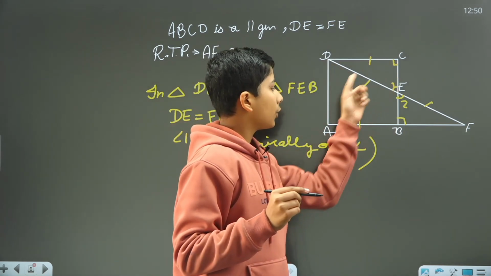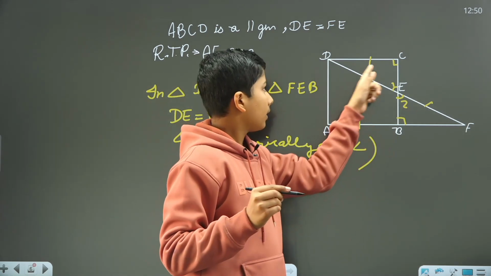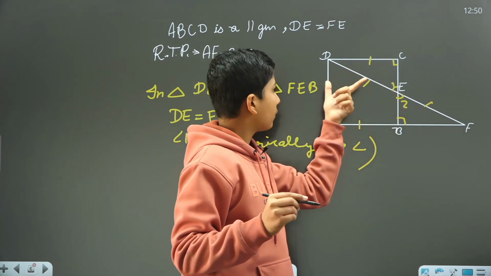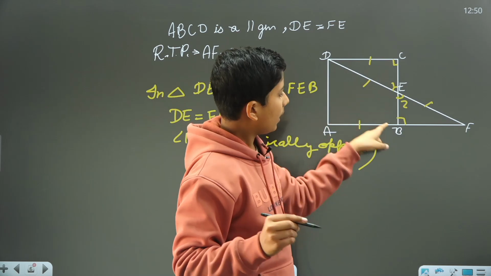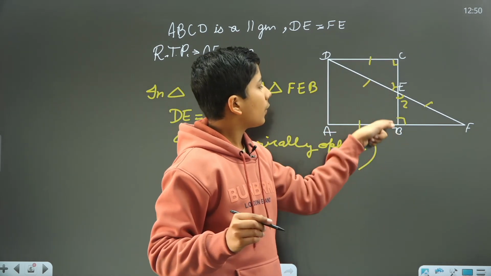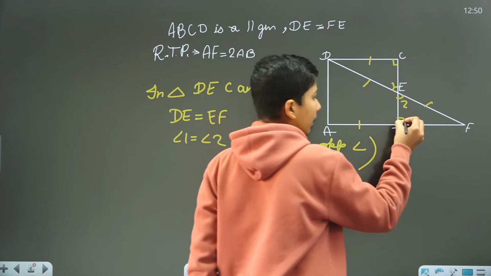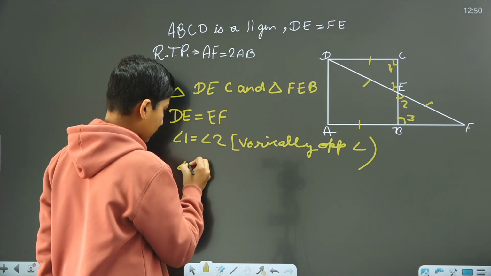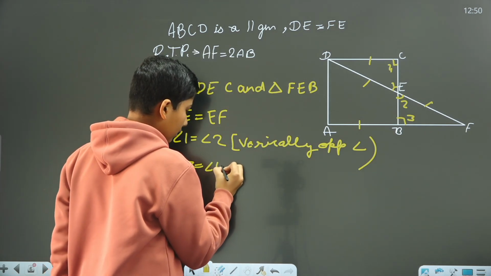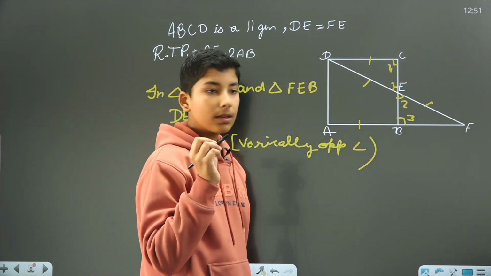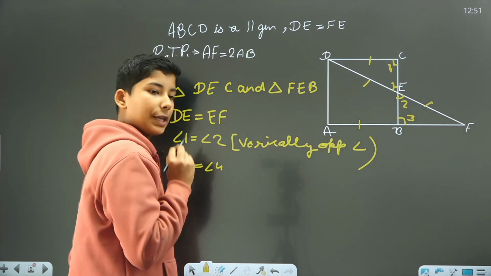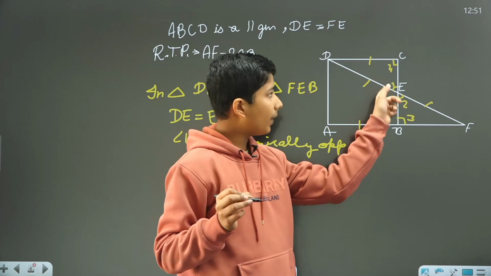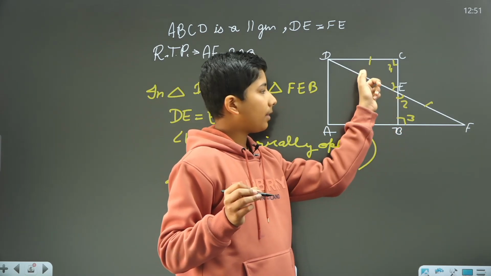In a parallelogram, opposite sides are parallel. This is parallel to this line, so these two will also be parallel. These two are parallel, so this angle and this angle will be equal because of alternate interior angles. Angle 3 equal to angle 4. I've told you what reason? Alternate interior angles. Therefore, we can say one angle and one side.